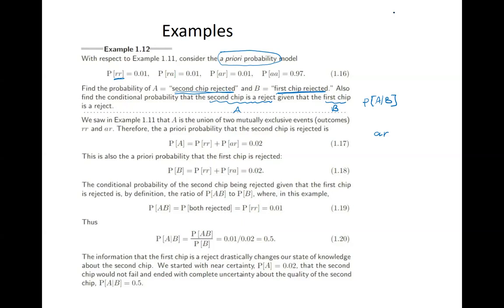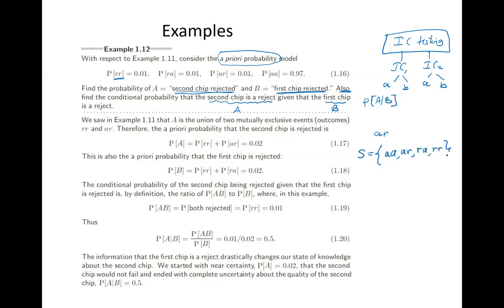Okay, I see. Now forget about this section and let's continue the first part first, and then I will describe the "also" section, okay? First of all, we have again IC testing, and here I got two chips, IC1 and IC2. This is A and B. So we construct the sample space. It's going to be AA, AR, RA, and RR. Is it clear?